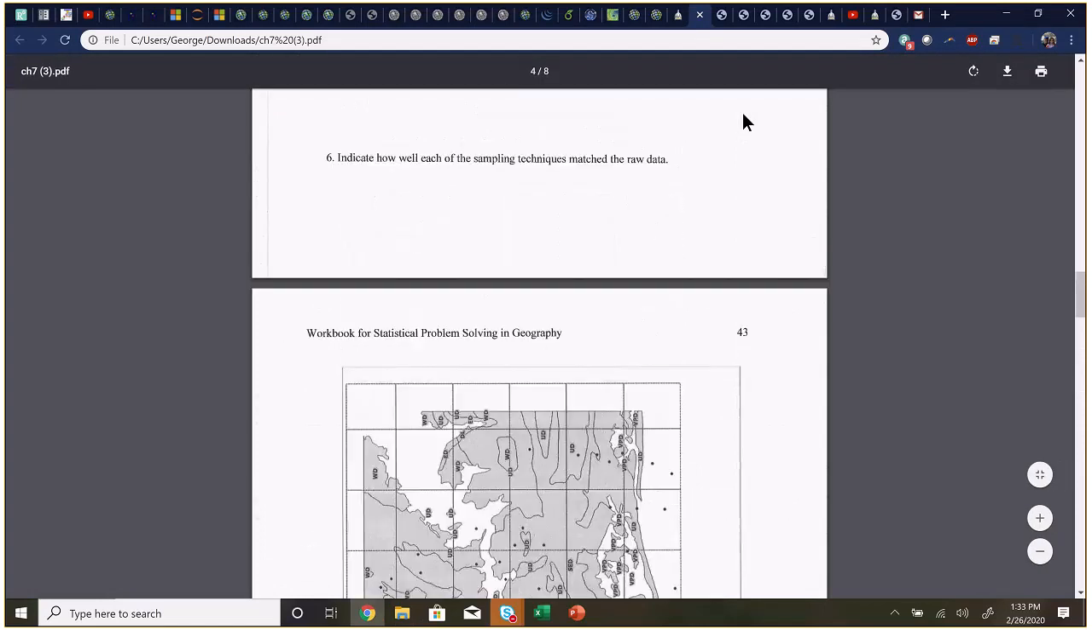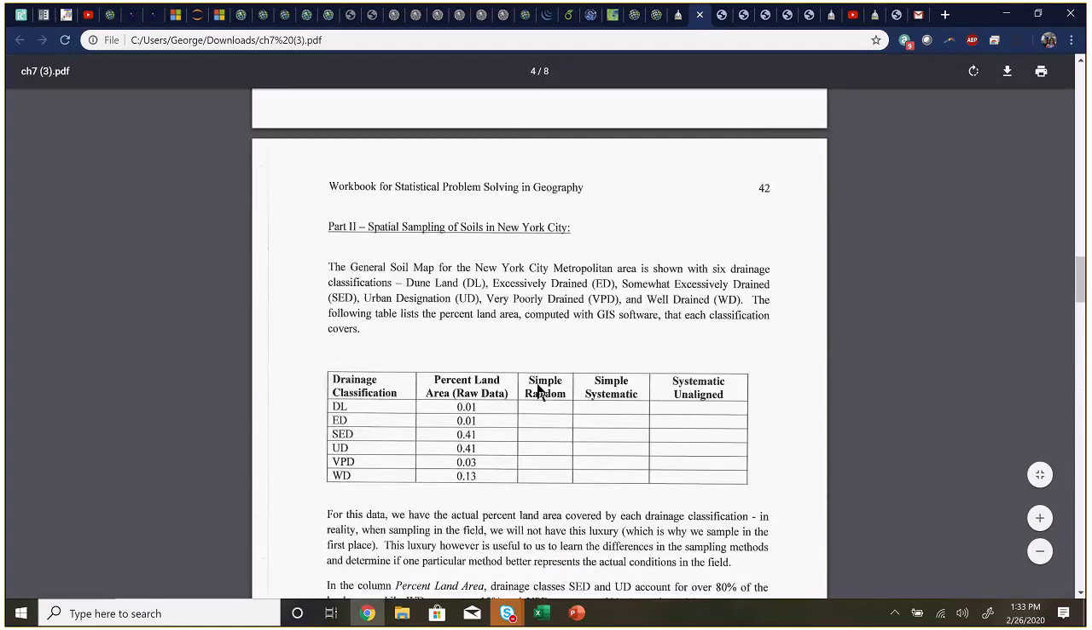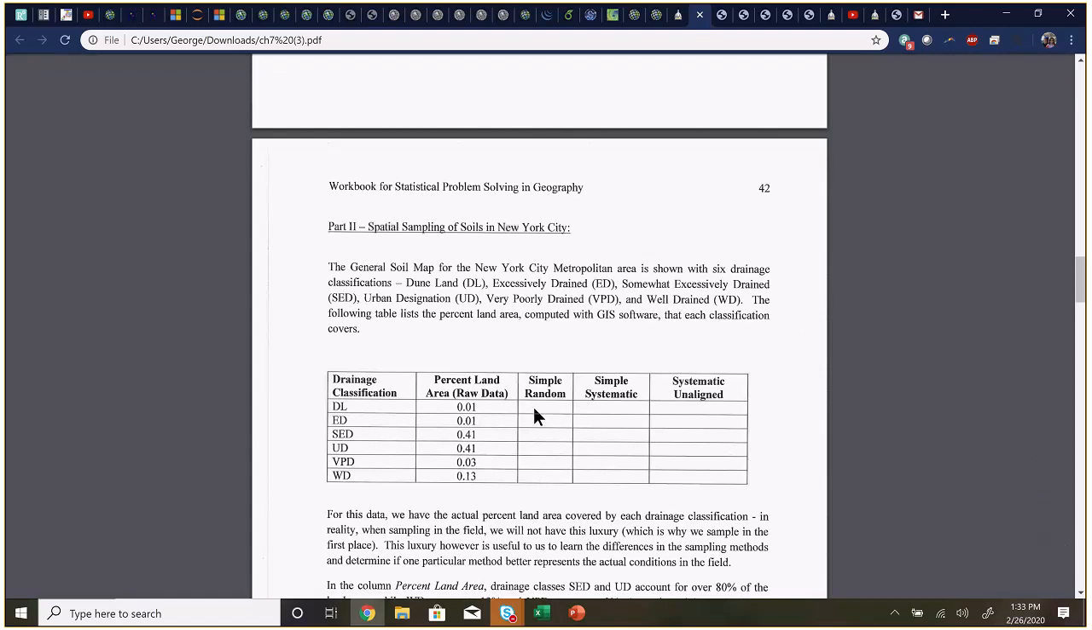Okay? There are 3 sets of them: a simple random, a systematic, and so on. You're going to come up with an estimate for the proportion of each of these. So you might get a number like 0.02. How do you get that number anyway? If I count 20 dots and 2 of them are dune land, what's the proportion of dune land?